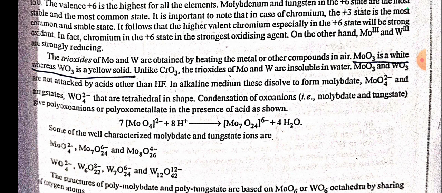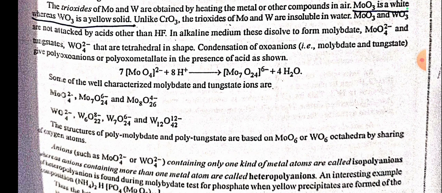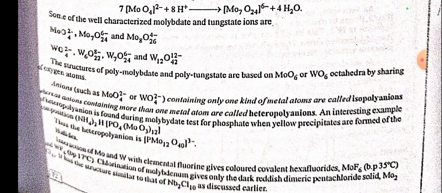Condensation of oxoanions gives polyoxoanions and polyoxometalates in the presence of acid. Some of the well-characterized molybdate and tungstate ions are MoO4 2 negative, Mo7O24 6 negative, Mo8O26 4 negative. The structures of polymolybdate and polytungstate are based on MoO6 and WO6 units. Anions containing one kind of metal atom are called isopolyanions, whereas anions containing more than one kind of metal atom are called heteropolyanions.